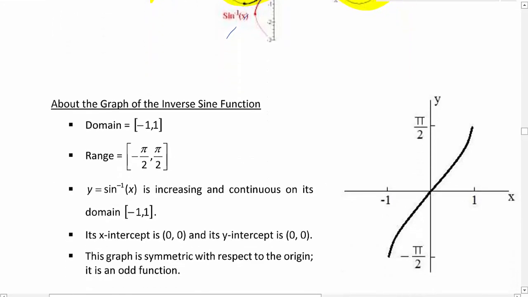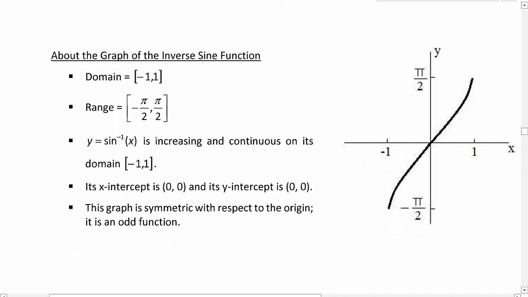So here's kind of a zoomed in breakout picture of the graph. Things we can say about the graph of the inverse sine function: it has a domain from negative 1 to 1 and a range of negative pi over 2 to pi over 2. Sine inverse of x is increasing and continuous on its domain negative 1 to 1. Its x-intercept is the origin as well as its y-intercept. And this graph is symmetric with respect to the origin, making it an odd function.